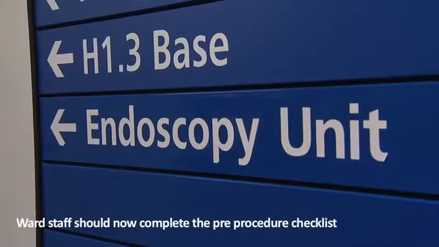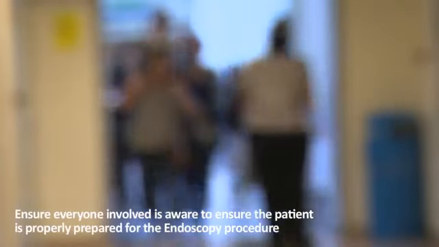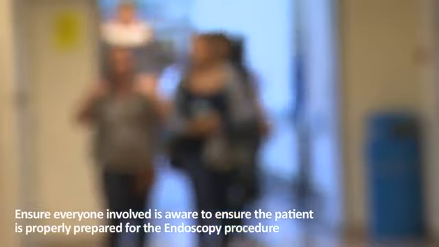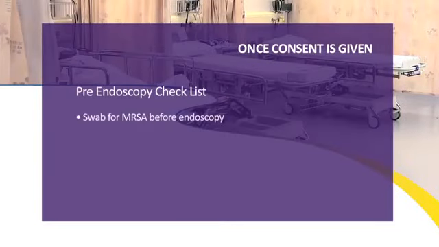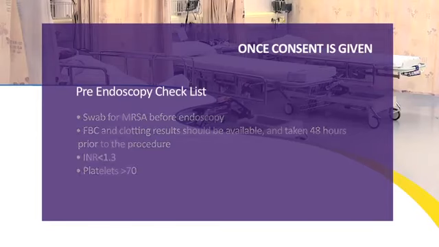Next, the essential pre-op preparation will move to the ward, where the ward staff should complete the pre-procedure checklist. It's important for everyone involved in a procedure to be aware of this, to ensure that this work has been signed and documented. So once consent is given, swab for MRSA before endoscopy. FBC and clotting results should be available and taken 48 hours prior to the procedure.